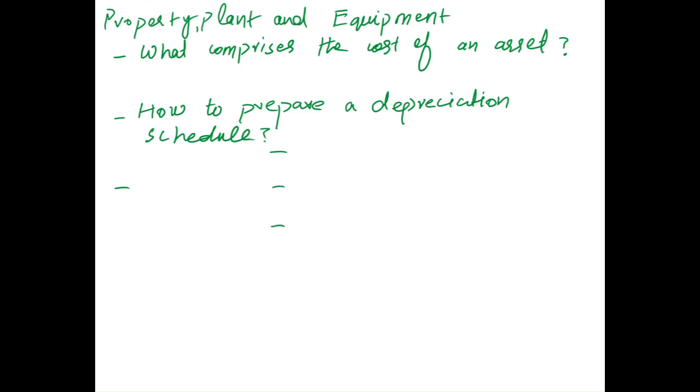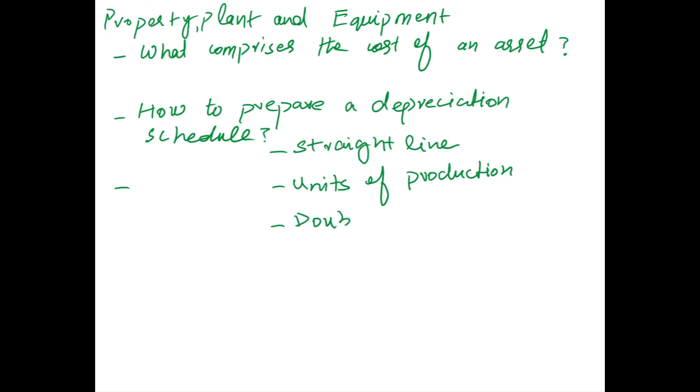We're going to learn the three methods. The first one is straight line depreciation. That is the method that you have been using so far in the previous module whenever a depreciation question or entry has come up. The second one is called units of production method. And then the last one is called double declining balance method.